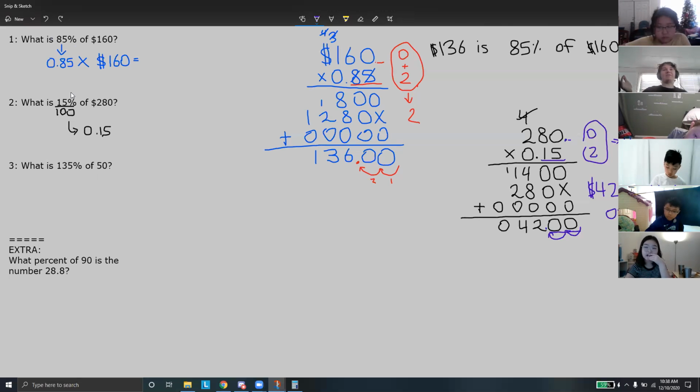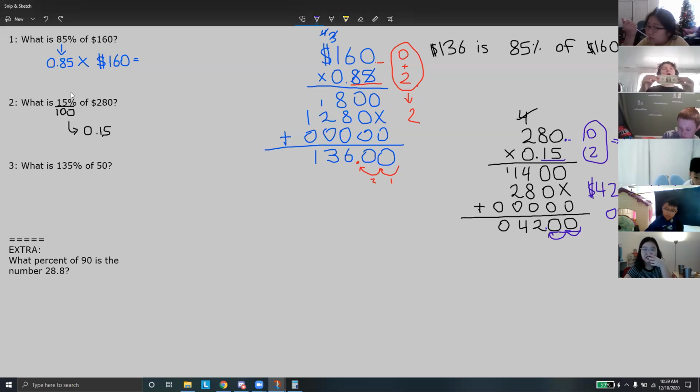Say I have 1 crisp dollar bill, right? If I want to find 100% of $1, how many pennies is that? 100 pennies. If I have 100% of a dollar, that's 100 pennies. If I have 1% of a dollar, that's 1 cent, right? So if I have less than 100%, my money will get smaller.